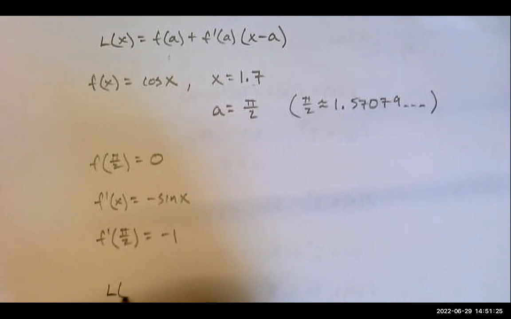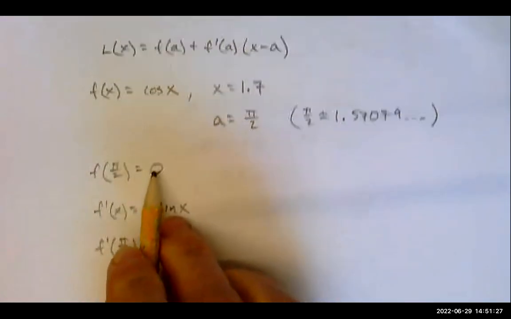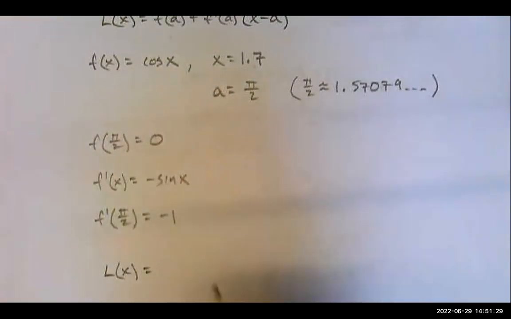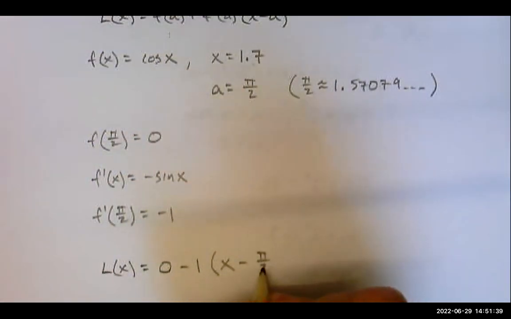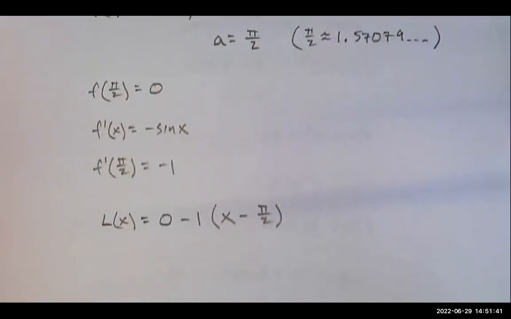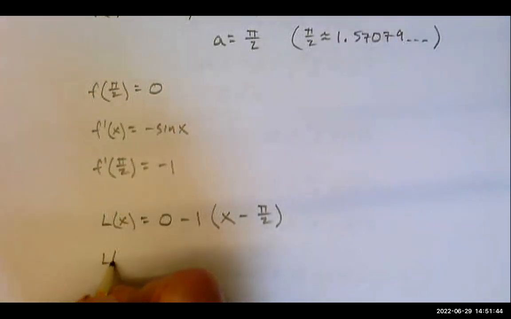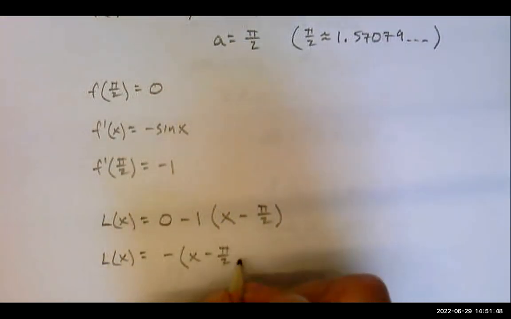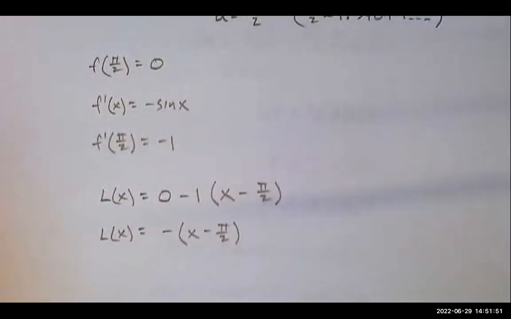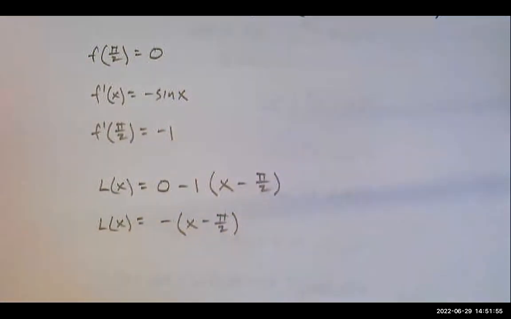So L of x will be our f of pi over 2, which is 0, and our derivative value was -1. So 0 minus 1 times x minus pi over 2. Now this we could simplify if we wanted. Let's call it negative parentheses x minus pi over 2. We could even distribute the negative if we really wanted to, because it's so simple. Generally, we're not going to simplify these things at all. So I would say just get rid of the 0, if anything.